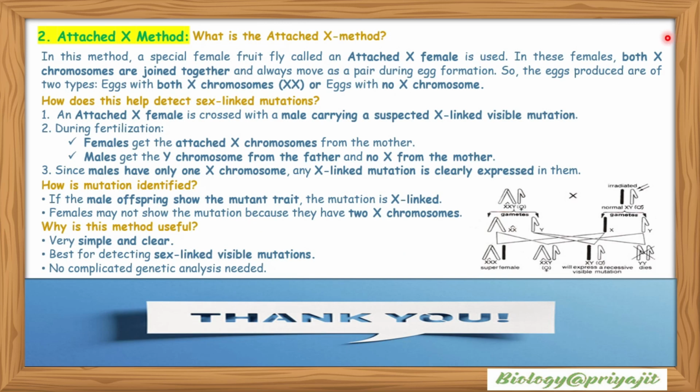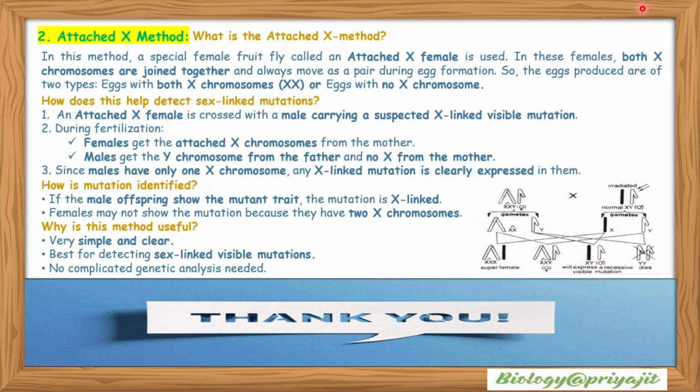Attached X chromosome. What is the attached X method? In this method, a special female fruit fly called an attached X female is used. In these females, both X chromosomes are joined together and always move as a pair during egg formation. So the eggs produced are of two types: eggs with both X chromosomes, XX, or eggs with no X chromosome. How does this help detect sex-linked mutations? An attached X female is crossed with a male carrying a suspected X-linked visible mutation. During fertilization, females get the attached X chromosome from the mother, and males get the Y chromosome from the father and no X from the mother.